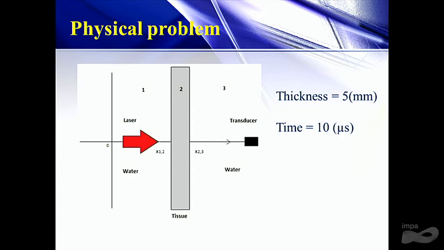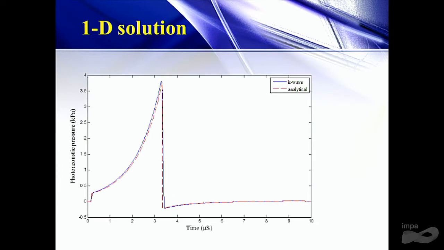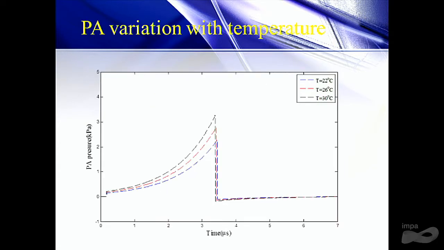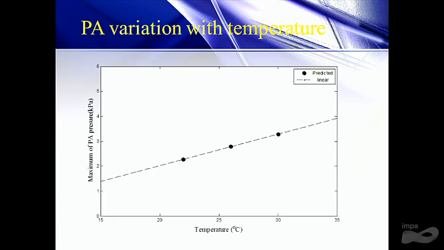In the one-dimensional case, we assumed a layer of muscle with a thickness of 5 millimeters and a pulse duration of 10 microseconds. Here we can see the numerical and analytical solution of the one-dimensional case. And here is presented the result: the amplitude of the photoacoustic wave increases with temperature, and this increase is linear.